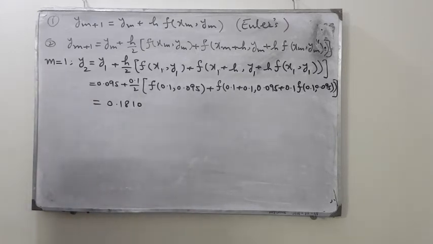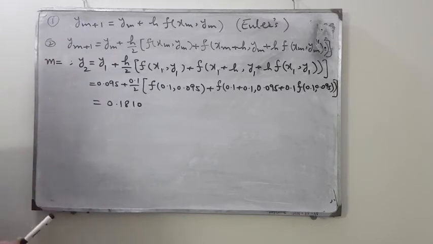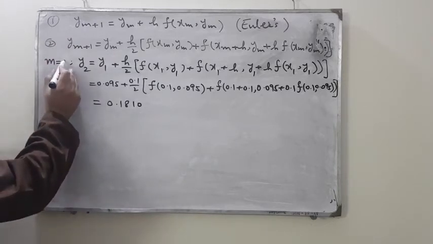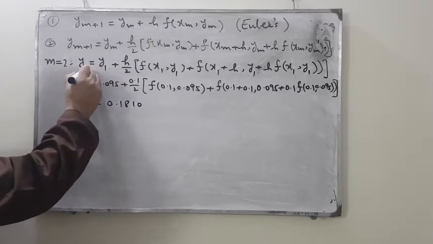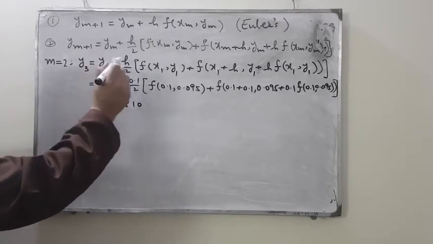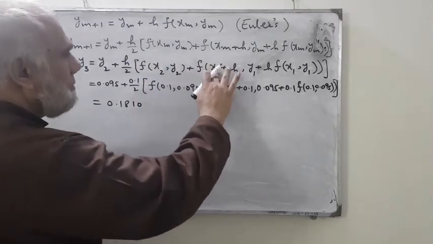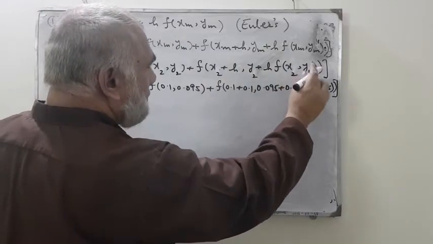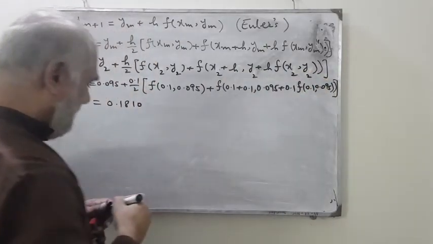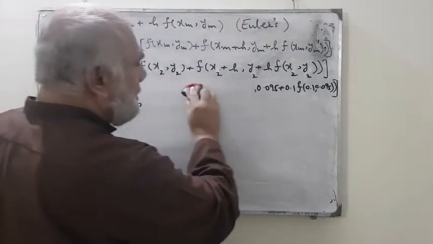And similarly, we can proceed for the third unknown by changing the index directly. So here I am putting m equals to 2. Here it gives you y3. On the right side, x2, y2, x2, y2, x2 and y2. And next you have to put in the values.